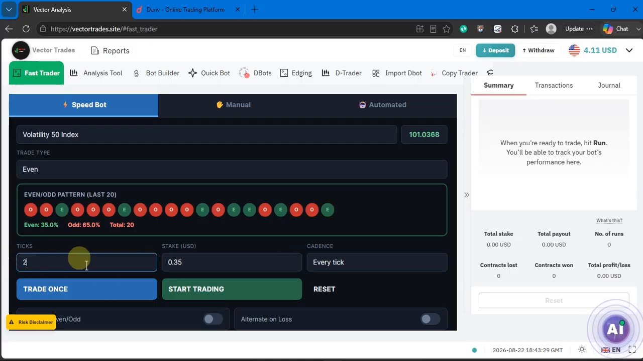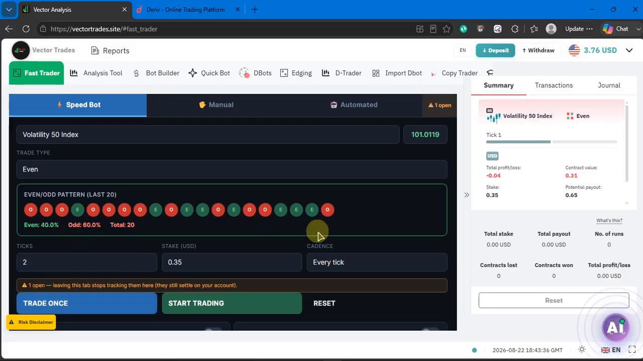So here I just enter 2 or 3 ticks. So I just wait for even to start appearing. You just trade that way. And then as you saw, I won that contract.